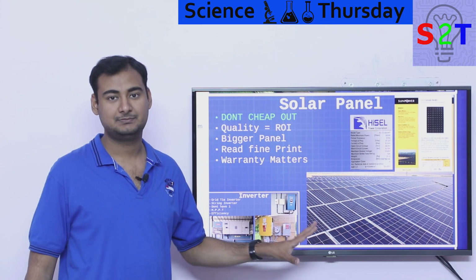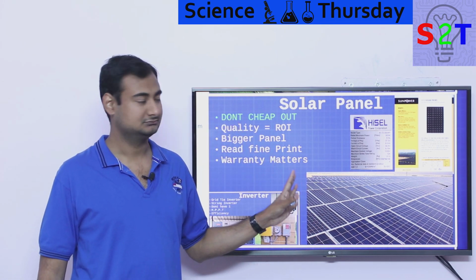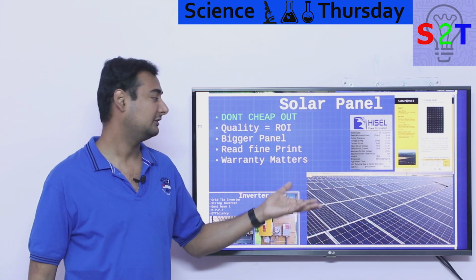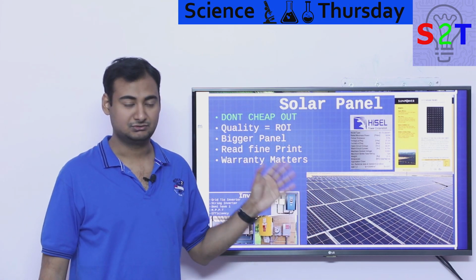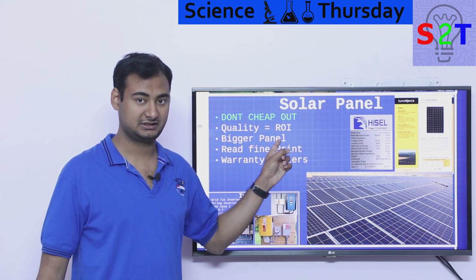So do not cheap out on the solar panel. This is the longest-lived part in your solar plant, other than the metal frame itself. So please invest in this. You can cheap out everywhere, but do not cheap out on this. That will directly affect your return on investment.